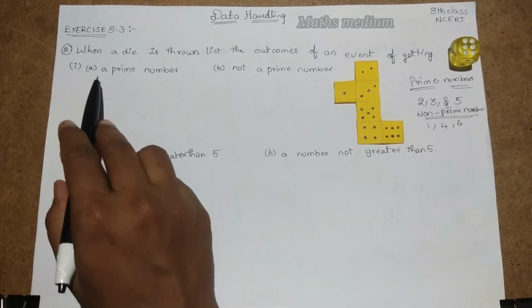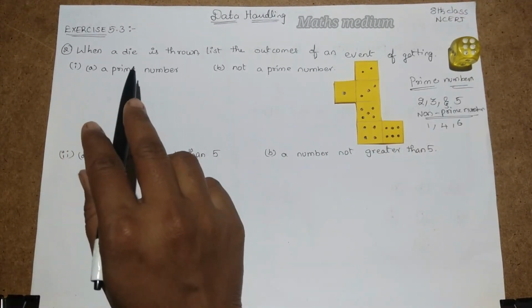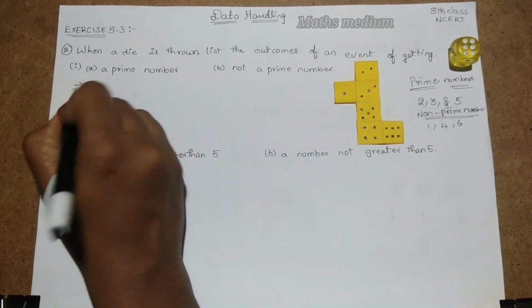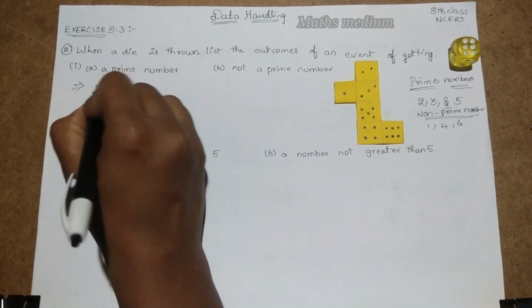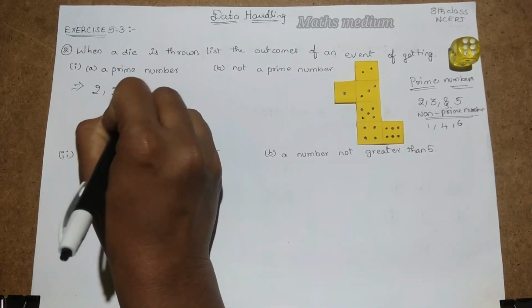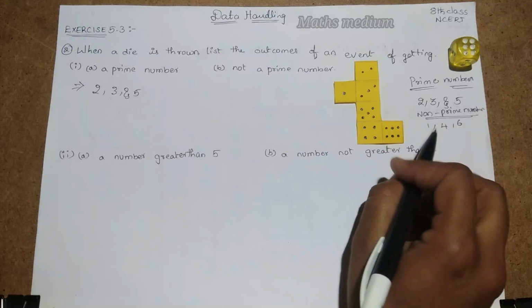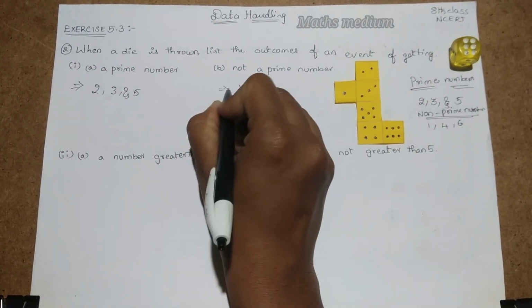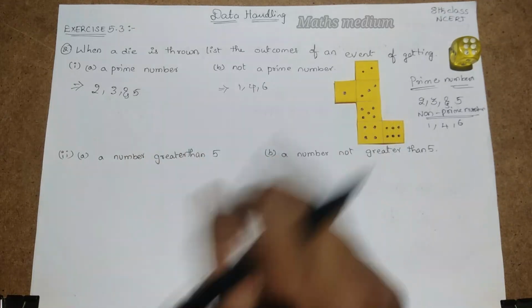So for a prime number, we have to find the outcomes of the event occurring. We list out the chance of having 2, 3 and 5. Not a prime number: it is 1, 4, 6. This is the answer for these 2 questions according to the die.